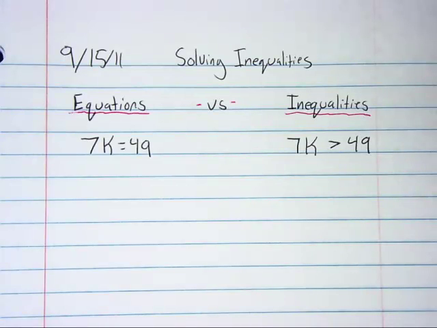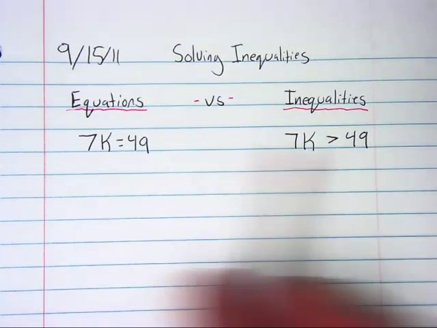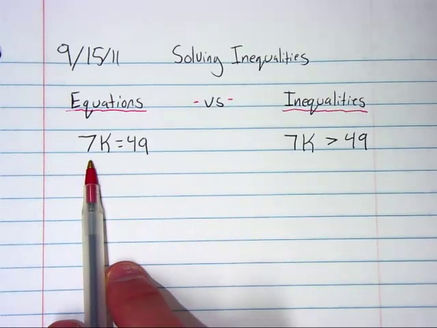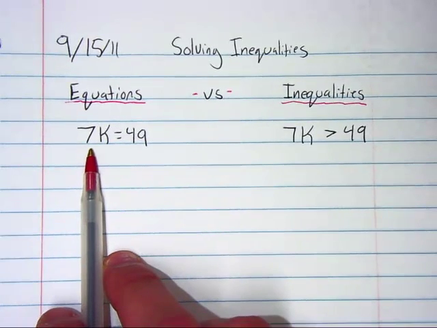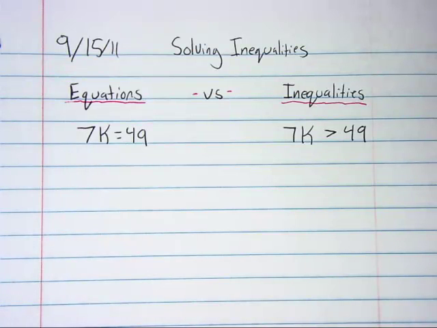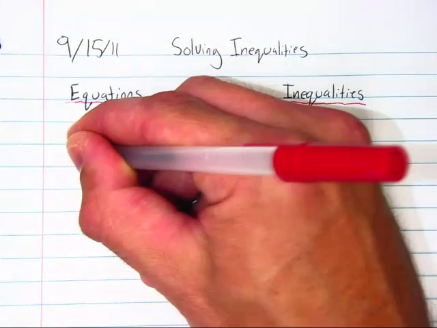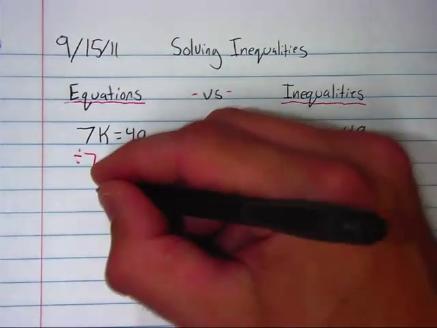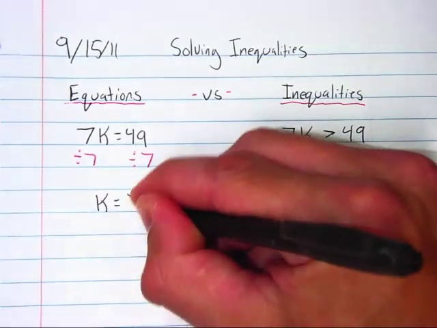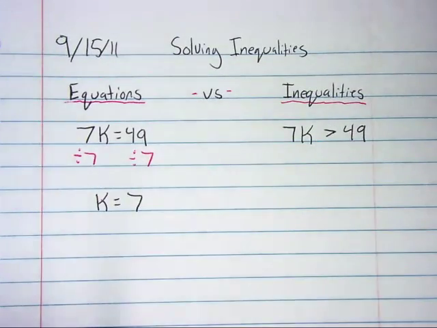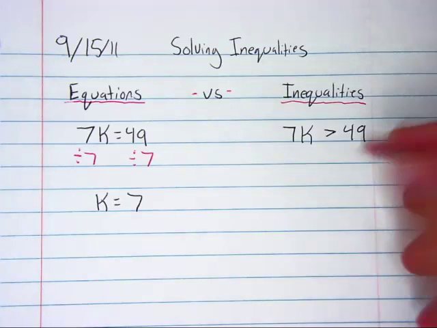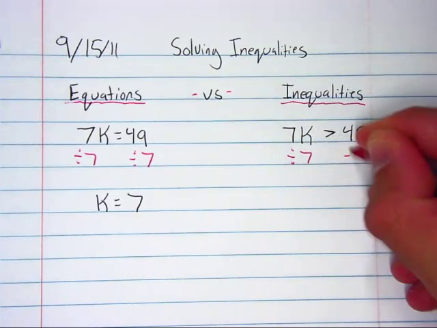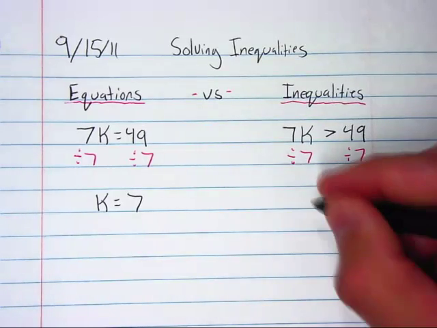So it's the same process, the same steps, it's just how you interpret the answer that's different. So we're going to go about doing the same thing as the equation with the inequality. So what would we do here to solve this? Talk louder. Divide by 7 on each side. Good, so I'm going to divide this by 7, divide this by 7, so k equals 7. And I'm going to do the same exact thing, the same inverse operation to the inequality to solve it. Divide by 7.